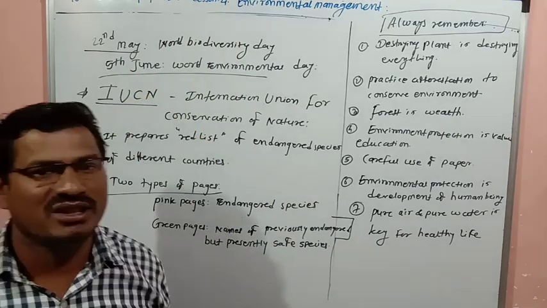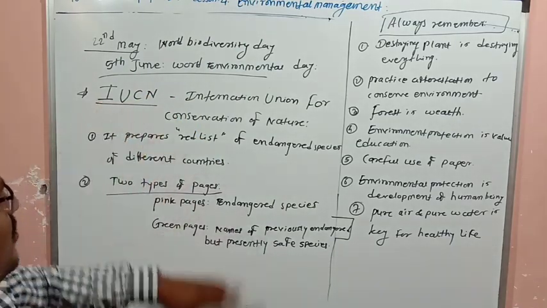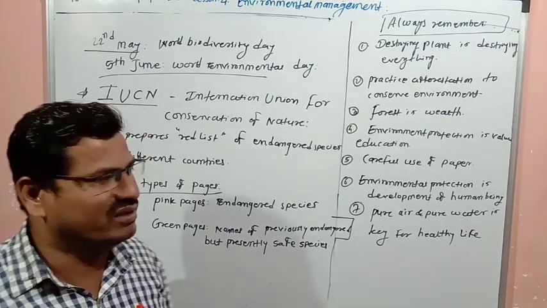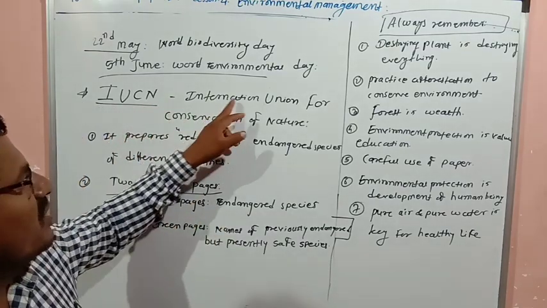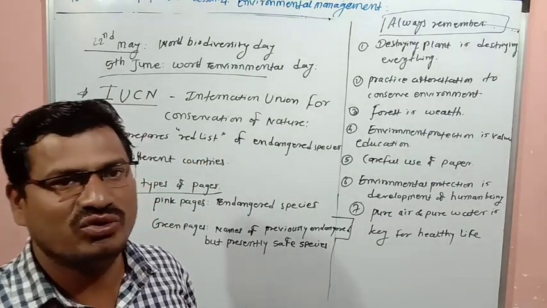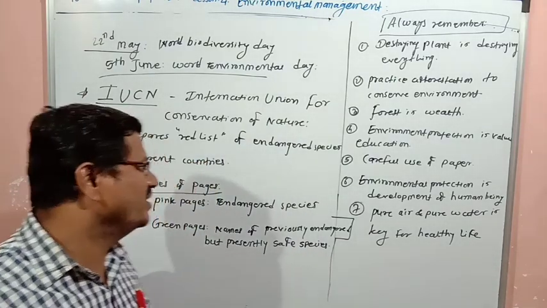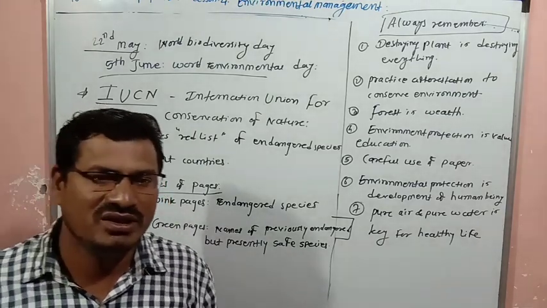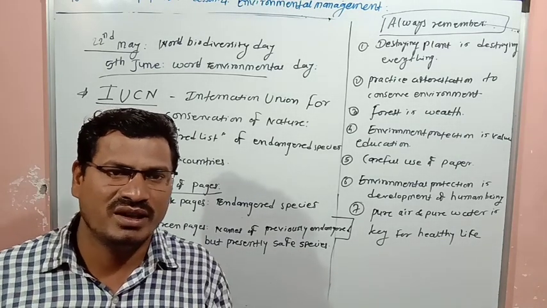Now the next point is IUCN. What is meant by IUCN? IUCN means International Union for Conservation of Nature. And what is the role of IUCN? It is preparing the Red Data Book.